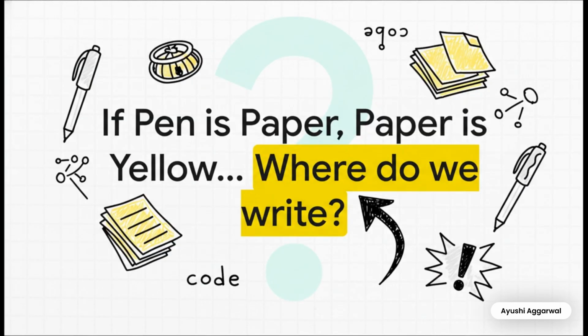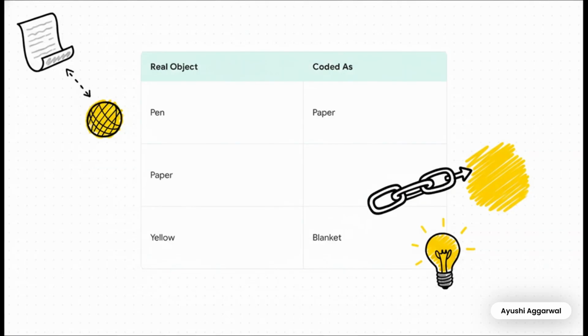Okay, now for a coding question. If pen is called paper, and paper is called yellow, and the list goes on, the question is, where do we write? Now this is another classic reasoning trap. Your real-world knowledge means nothing here. You have to ignore what you know and just follow the rules of the code they've given you. Pay very close attention. Here's exactly how you solve this.